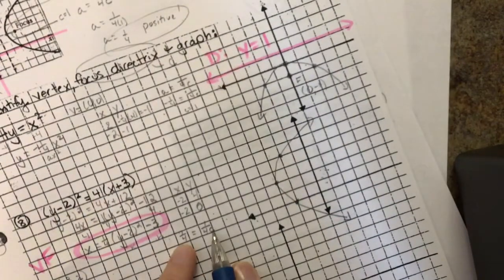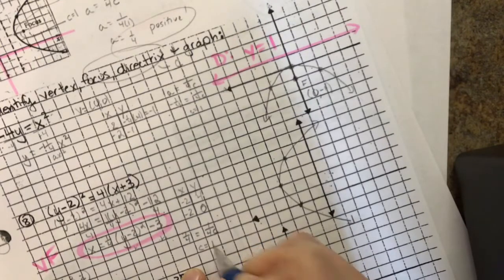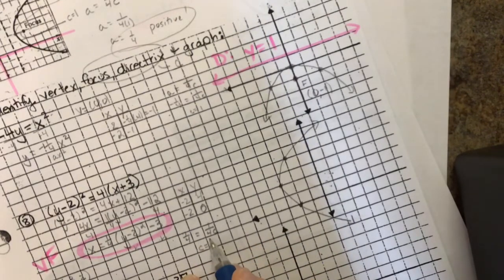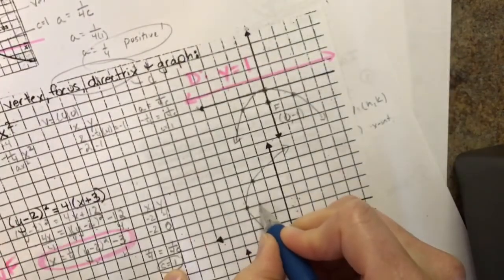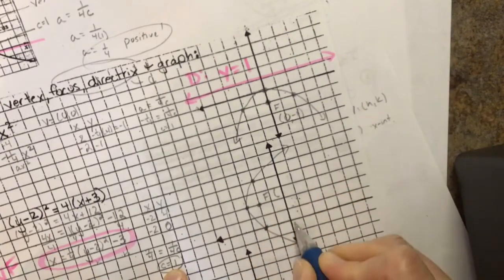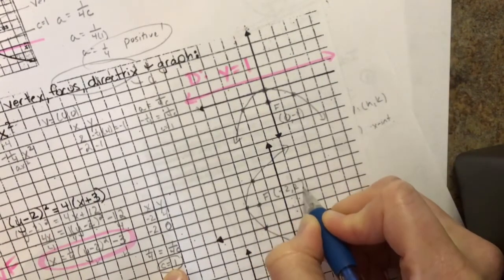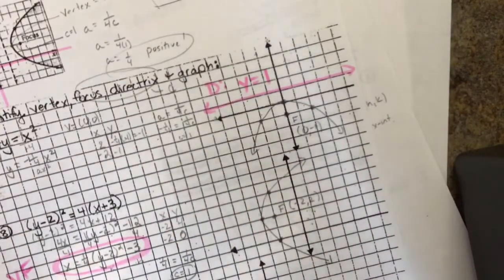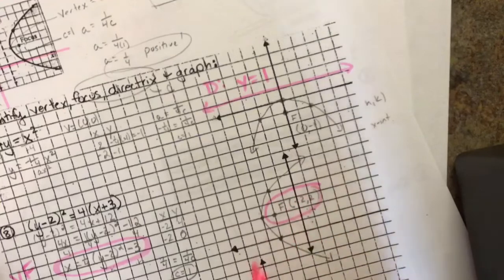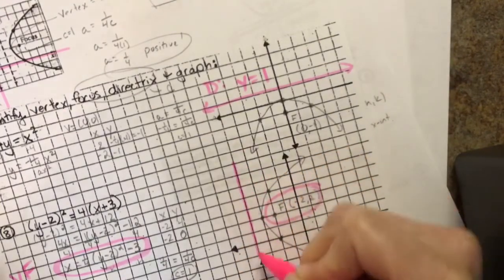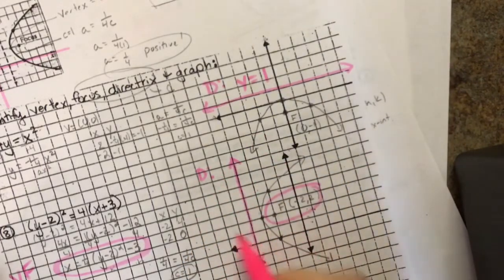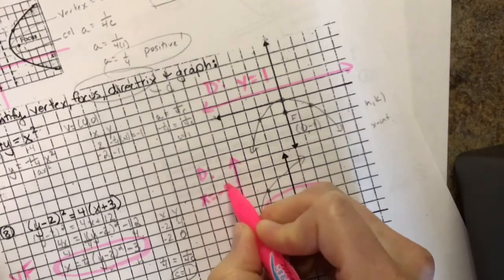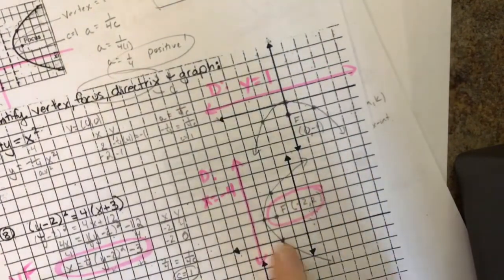Well, this is an easy case. The numerator is 1 and the denominator is 4. So C is 1. 1 over 4 equals 1 over 4. C is 1. That means my focus is 1 to the right. Focus is the point -2, +2. Right. The directrix is 1 behind. So that will be the line. The directrix is the line x equals -4. All right. Here's a complete graph.